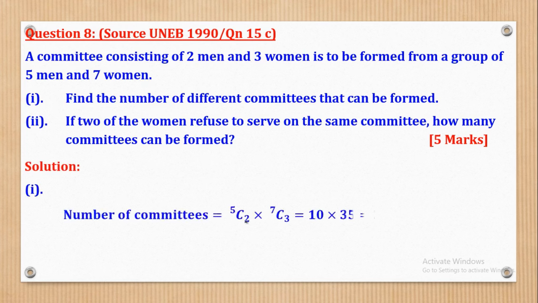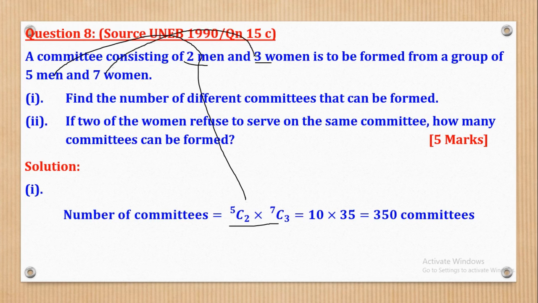So number of different committees can be this, because they said the committee must consist of 2 men and 3 women. So of the 5 men, you need 2. That's 5 combination 2. Then of the 7 women, you need 3. That is 7 combination 3. So in the end, you come up with 350 committees.